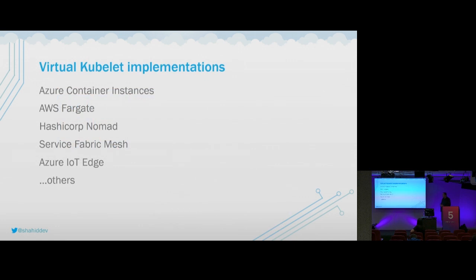There are a number of implementations of this virtual kubelet. No surprise, really, the first one they did was Azure Container Instances. Azure Container Instances, for those who aren't familiar, is Microsoft Azure's serverless container platform. It allows you to spin up containers onto ACI without having to provision any VMs or anything else beforehand. You pay per second for the containers running. As soon as you shut them down, you stop paying for them. AWS Fargate is very similar, the AWS equivalent. And then there are implementations for Nomad, Service Fabric Mesh, IoT, and many others as well. The virtual kubelet project has been donated to the CNCF. It's now an incubator project as part of the CNCF.